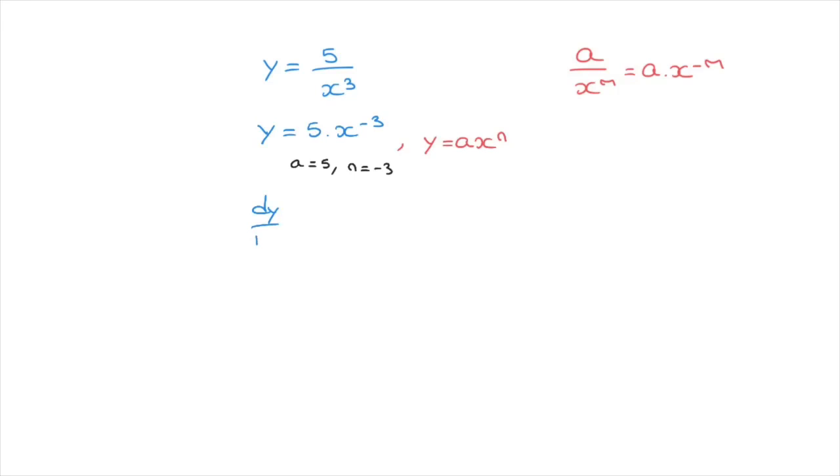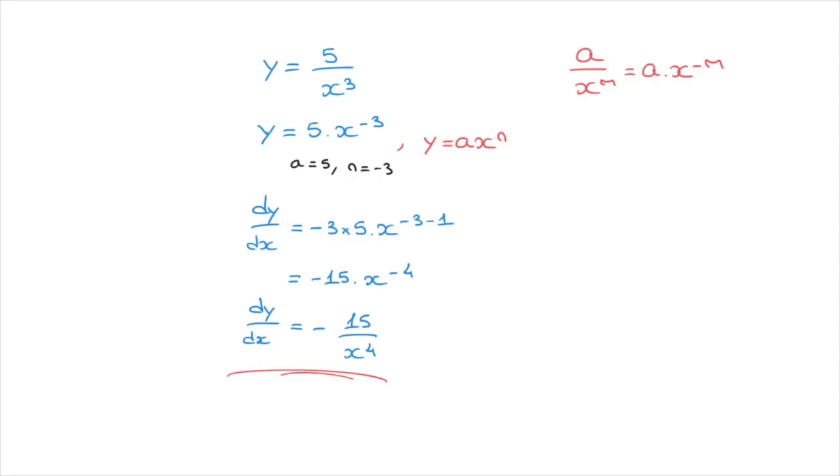dy dx is equal to negative 3 times 5 times x to the power of negative 3 minus 1. That's equal to negative 3 times 5, which is negative 15, times x to the power of negative 3 minus 1, which is negative 4. Finally, using this result, reading it from right to left, we can state that the derivative dy dx is equal to negative 15 over x to the power of 4. And that's the final answer.